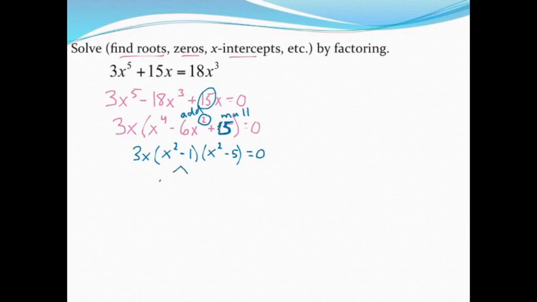1 is a perfect square. So I can factor that into x plus 1 and x minus 1. You may think, well, x squared minus 5 is the same way, except 5 is not a perfect square. It would be a decimal if I tried to take the square root. It would be irrational. So x squared minus 5 would stay the same. And then finally, don't forget that GCF in front. So that polynomial has now been factored all the way.